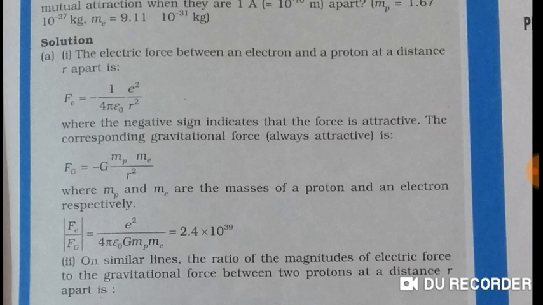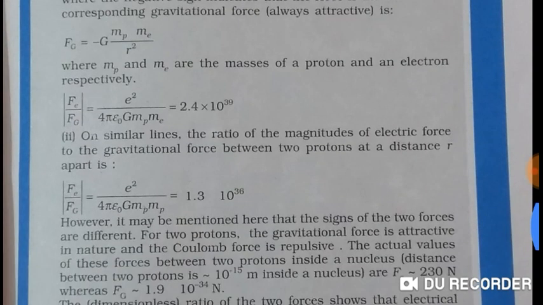A. First part. The electric force between an electron and a proton at a distance r apart is Fe = -(1/4πε0)(e²/r²), where the negative sign indicates that the force is attractive. The corresponding gravitational force is Fg = -G mp me/r², where mp and me are the masses of a proton and an electron respectively. In modulus, Fe/Fg = e²/(4πε0 G mp me) = 2.4 × 10^39.